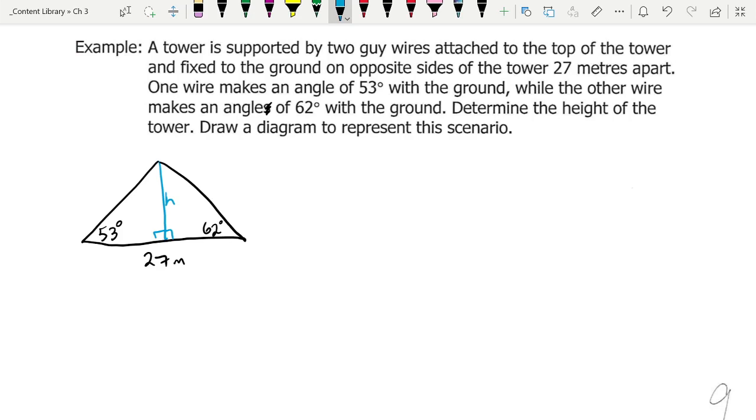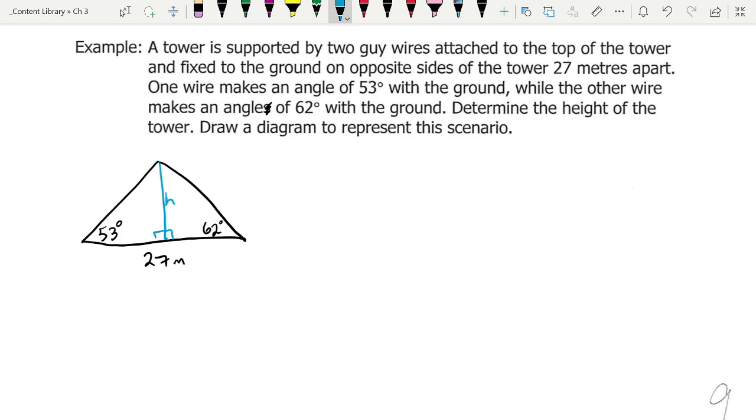Question? Excellent question. The question is, which side do I put the angles? Does it matter that I put the 62 over here or the 53 there? No. It just means we're standing on the other side of the tower looking at it from the other way. It's the same tower, same picture. So good question. No. Doesn't matter. All right, can I use SOHCAHTOA right now?